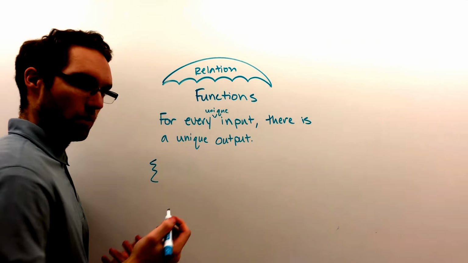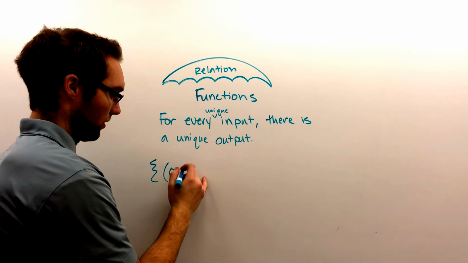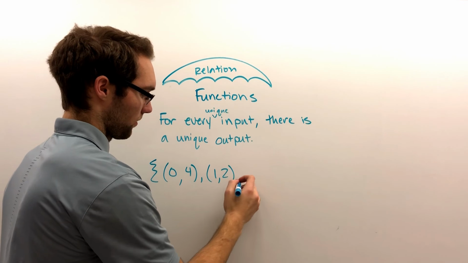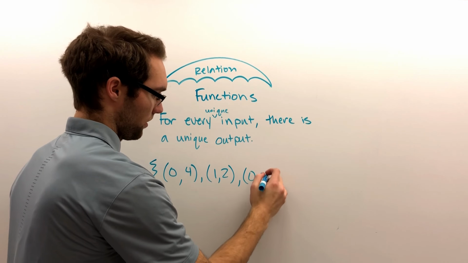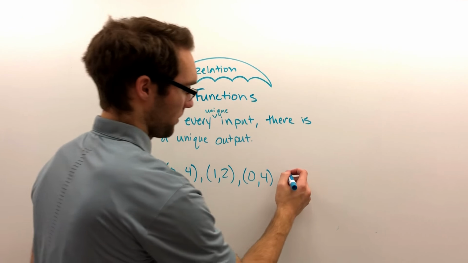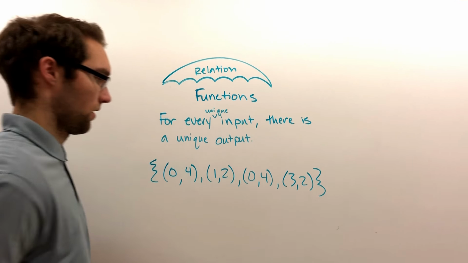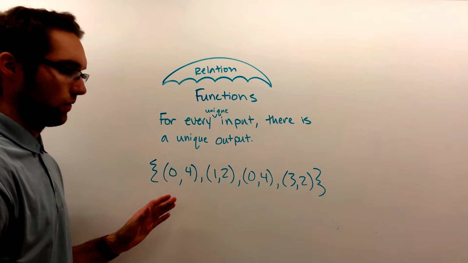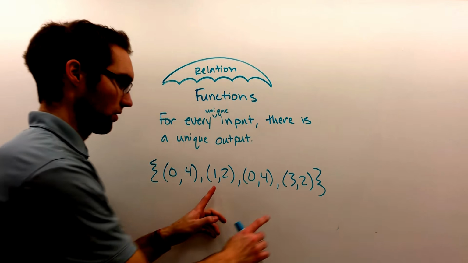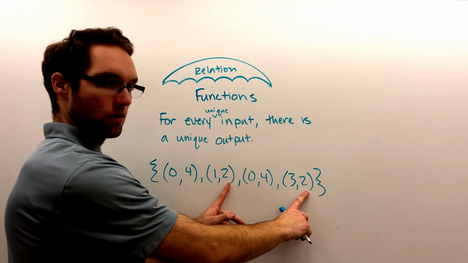I'm just going to make up a function in my head to show you guys. So we'll go 0, you get a 4 out, 1, you get a 2 out, another 0, you should get a 4, and then we'll do this. Okay, so hopefully you're looking at this and thinking that this is a function. There might be some confusion because for our inputs 1 and 3, we have outputs of 2.